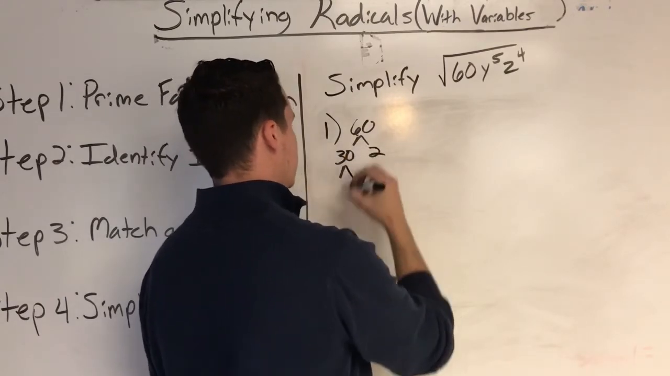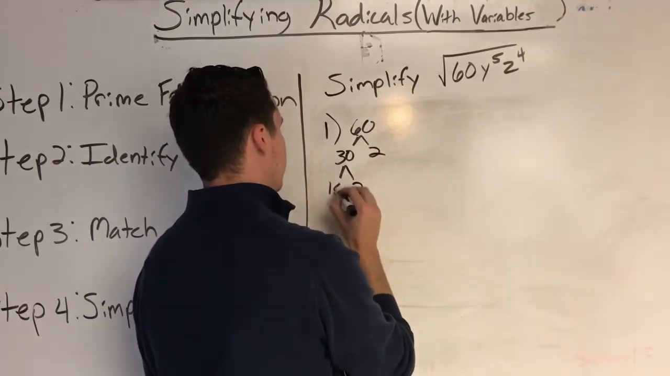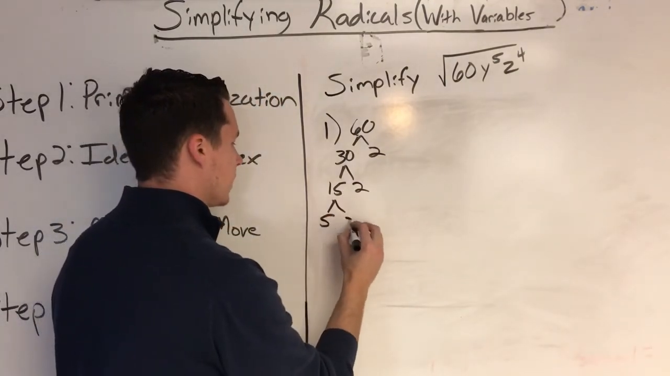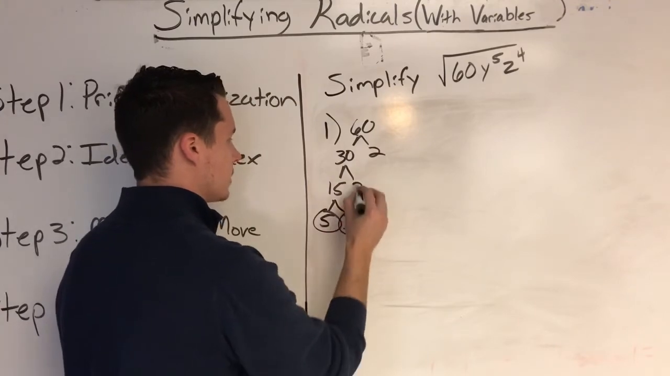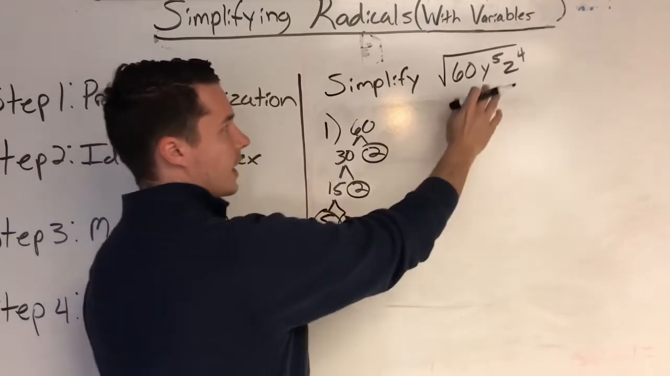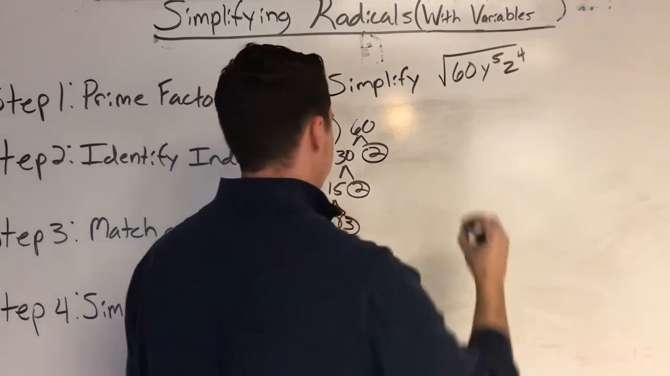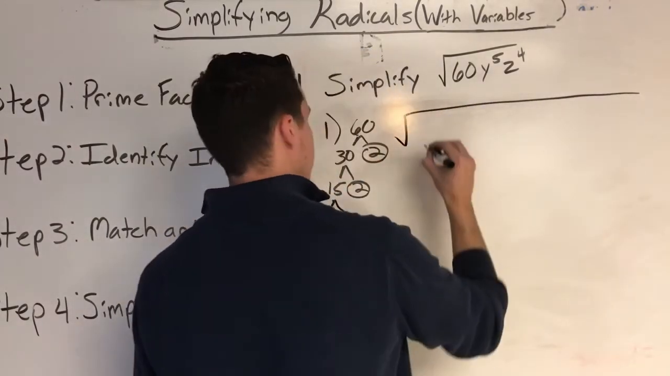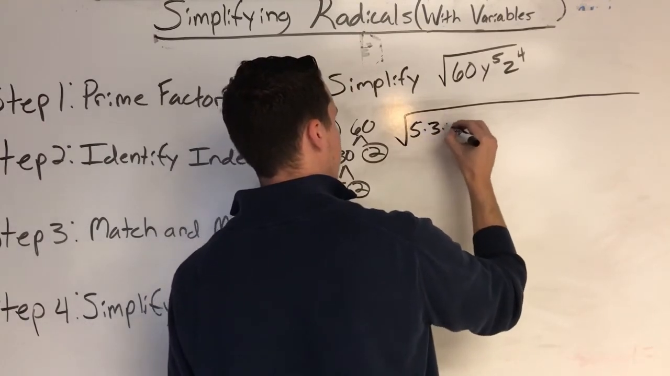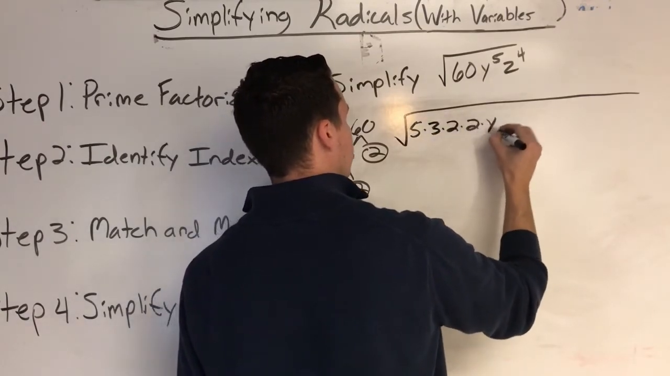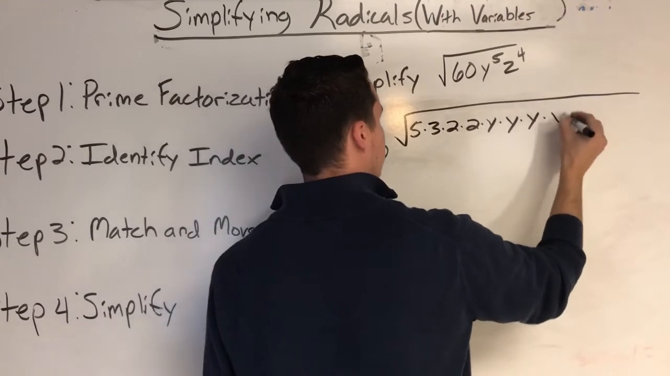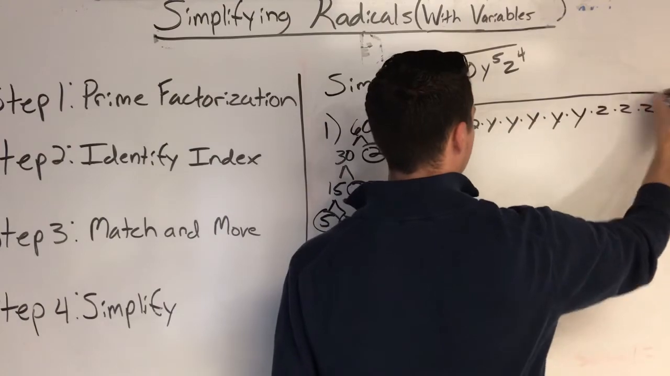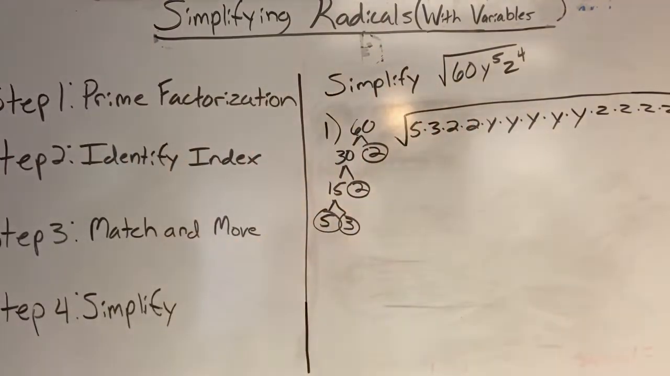So 60 is 30 and 2. Divided by 2, we get 15. And then 15, well, that's just 5 times 3. So here's our prime numbers. All right, and we're going to write out just like we did previously with our variables. So it's going to be kind of long because we got a lot of variables. So we have 5 times 3 times 2 times 2 times y times y times y times y times y, and so on. Now, it got kind of long. Let me adjust the camera.